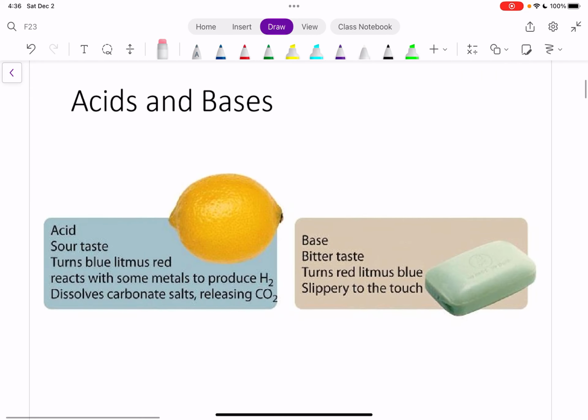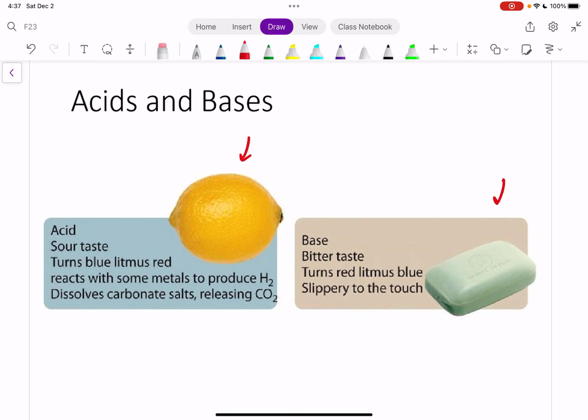So we're familiar with acids and bases in lab, right? We work with hydrochloric acid a lot. We work with NaOH or sodium hydroxide, which is a common base. But we're also familiar with acids and bases in our daily life. So if you've ever used lemon, that's pretty acidic, right? When you bite a lemon, it's pretty sour. It's got that characteristic sour taste that acids have.